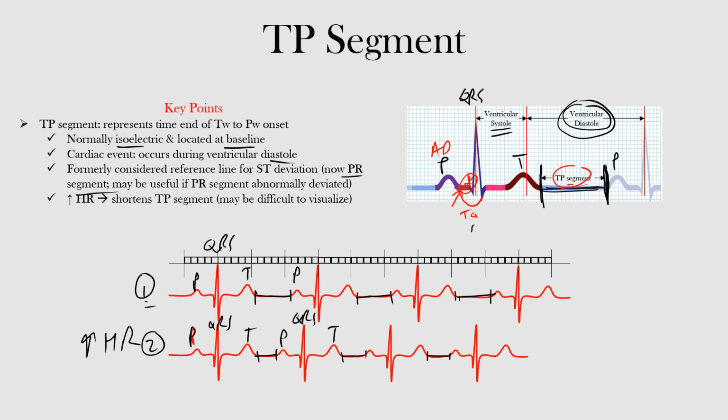Now, in terms of heart rate, as the heart rate goes up, this shortens the TP segment, okay? And if you get these rapid rates, this TP segment may actually go away where you have the T and the P waves fusing together, okay? And that's why we don't use this TP segment as the baseline.